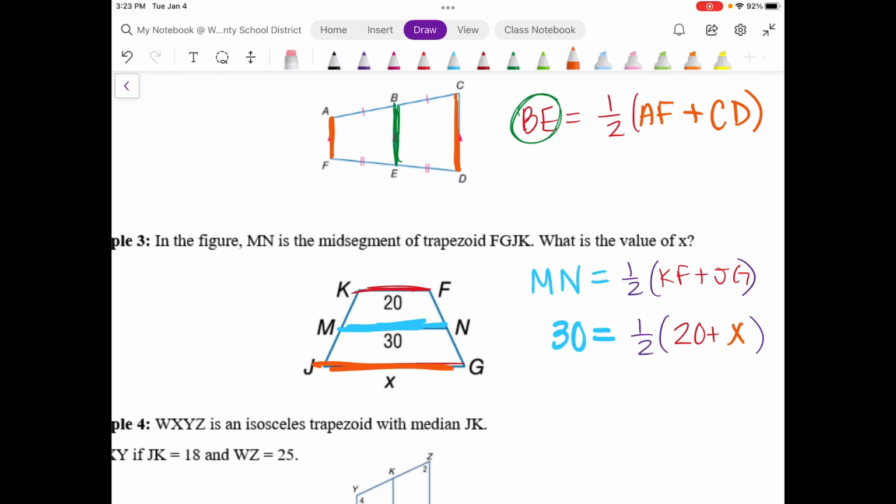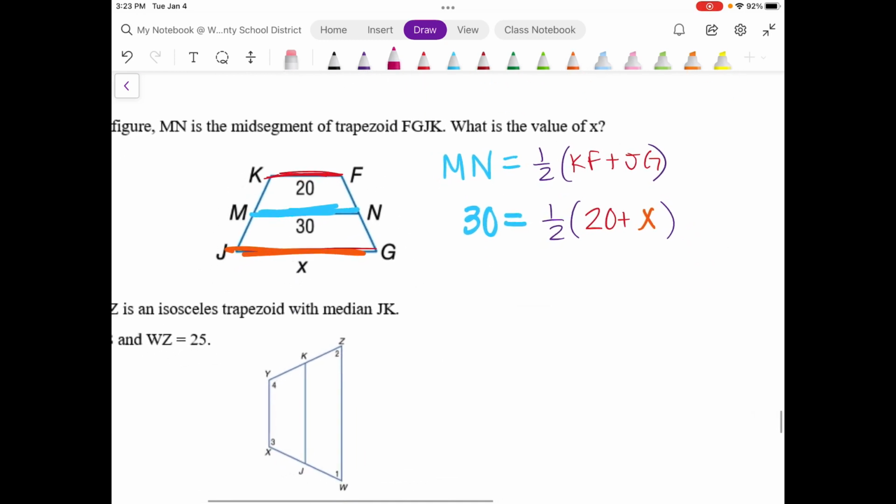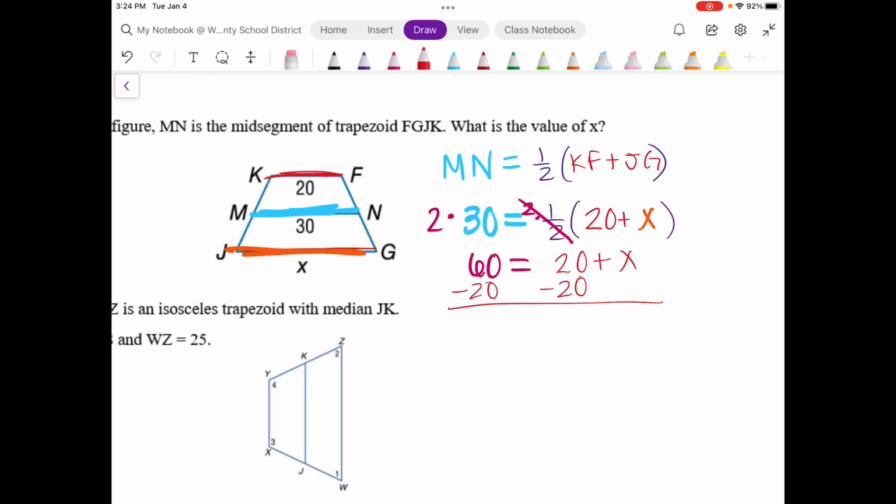Now, in this case, since we're working backwards, and it kind of just depends on which one you're doing, but in this case, I'm actually going to get rid of the fraction. Thinking about how you get rid of a fraction, 1/2, that's a division problem. So if I multiply this by 2, it'll cancel out. So I'm going to do the same thing on the other side. 2 times 30 is 60. Okay, and on the right side, I just have 20 plus X. Solving for X, I subtract 20 from both sides. 40 is equal to X. So this would be the value of the other side of my trapezoid.